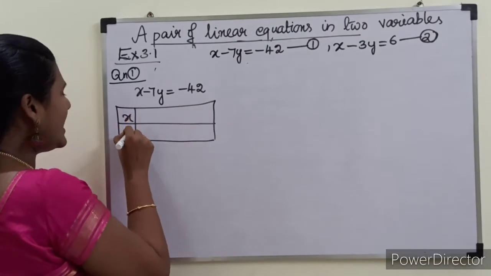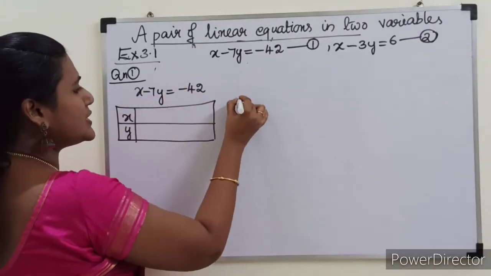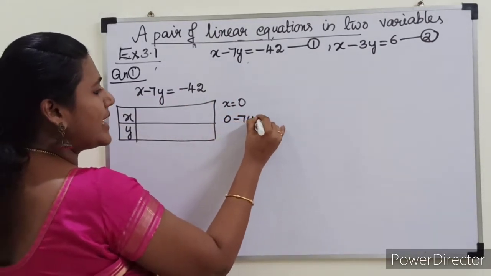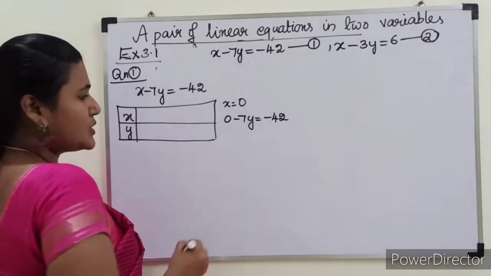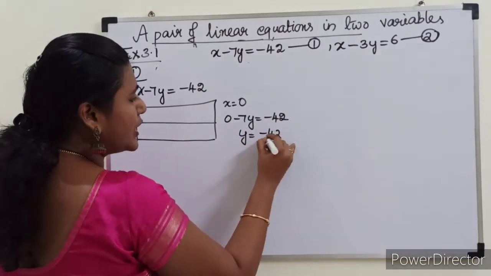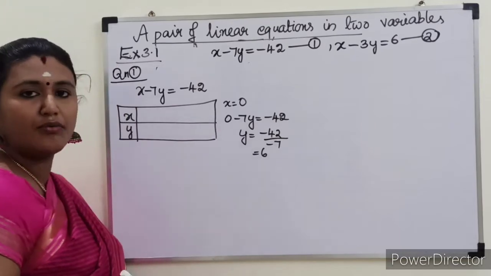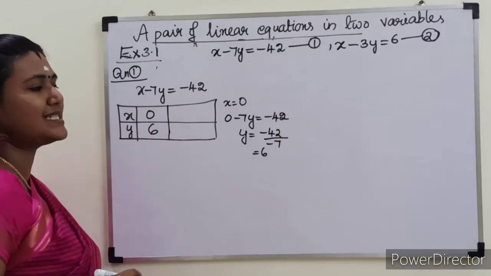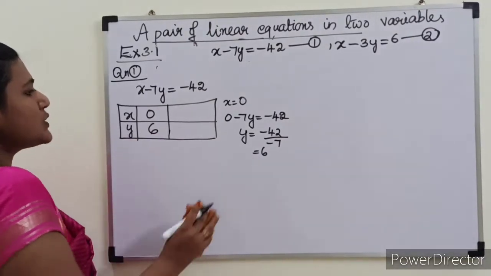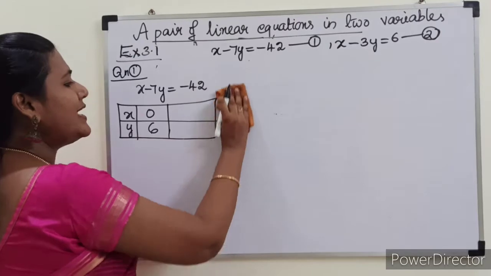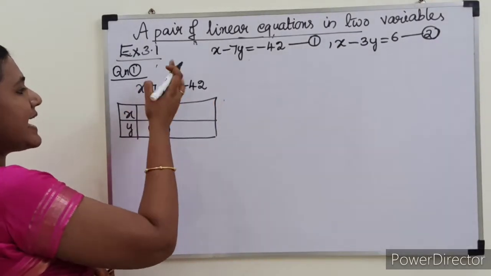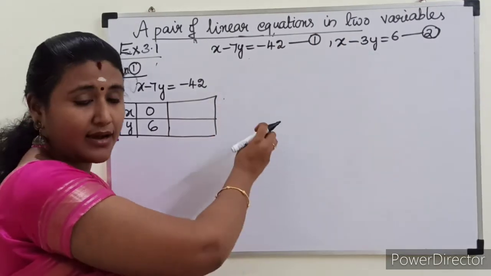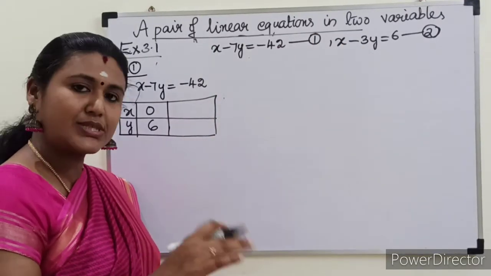First, when x is equal to 0, if you substitute x is equal to 0 in this equation, 0 minus 7y is equal to minus 42. So y is equal to minus 42 by minus 7, that is, the value of y is 6. So we got one solution as 0, 6. Next, if you substitute y equal to 0 here, you will get x is equal to minus 42. It is a very big value which I cannot draw here. So we will choose some other values.